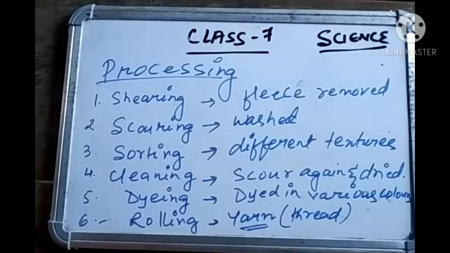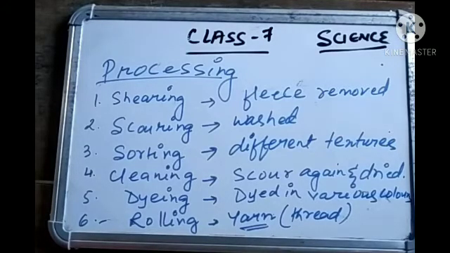So number 1 is shearing. In shearing, you have to remove the hair or fleece. After removing the hair or fleece, you have to wash it in order to remove the dirt and grease, which is called scouring. The third step is sorting. Sorting means hair of different textures is separated. And the fourth one is cleaning, which is similar to the second step, scouring. It is washed again and dried.